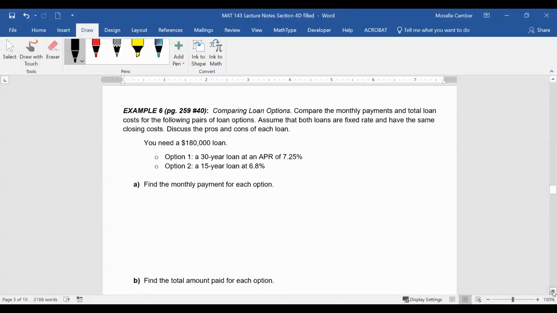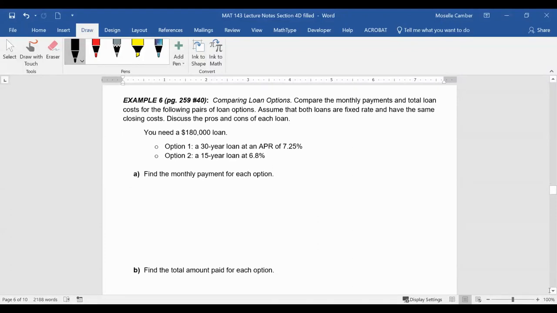Okay, so let's compare two loans. Compare the monthly payments and total loan cost for the following pairs of loan options. Assume both loans are fixed rate and have the same closing costs, and discuss the pros and cons of each. So we need a $180,000 loan. We can either get a 30-year loan at an APR of 7.25%, or a 15-year loan at 6.8%. Find the monthly payment for each option.